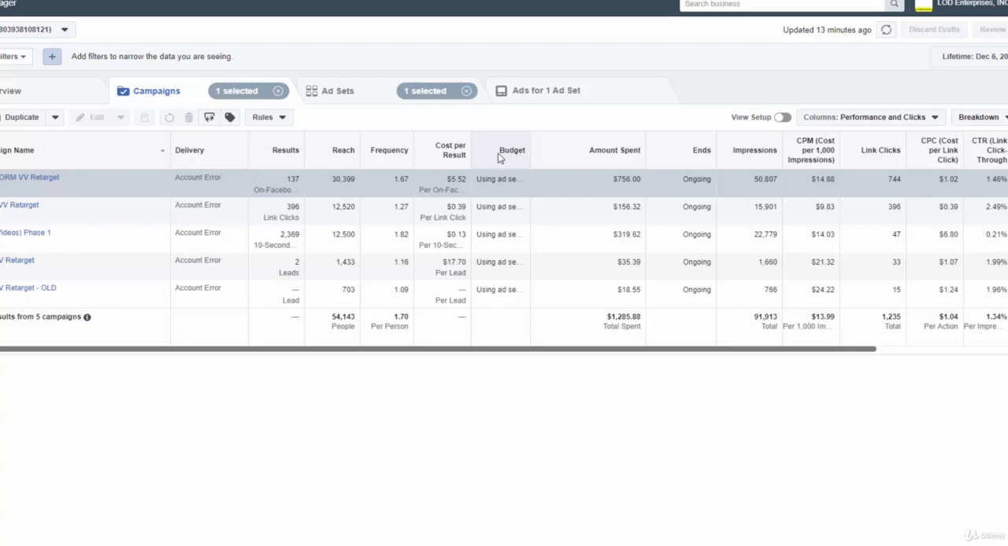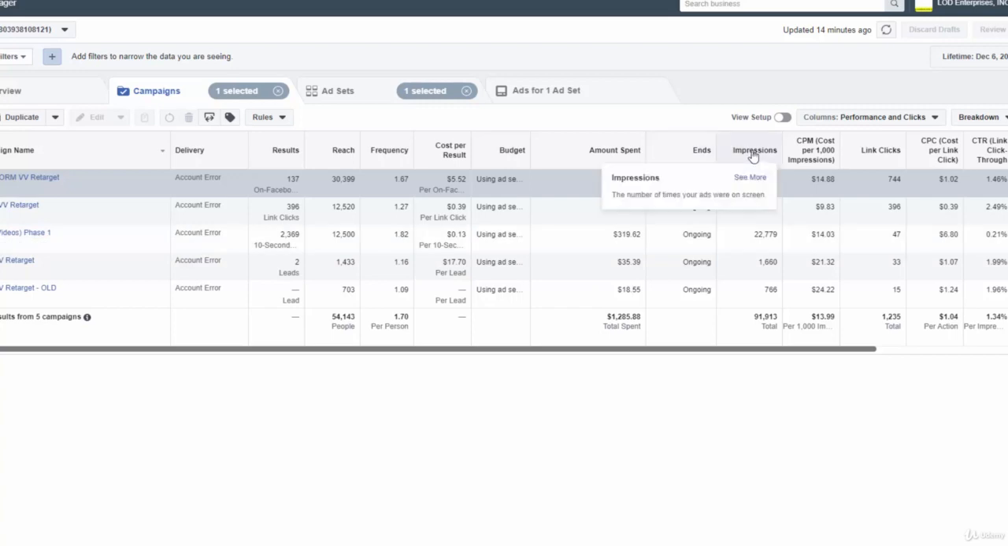And then here on the budget, pretty self-explanatory. We're using the ad set budget, and then the amount spent here. This is how much we spent for each campaign: $756, $156, $319. And then here's the total spend through all of the different campaigns.